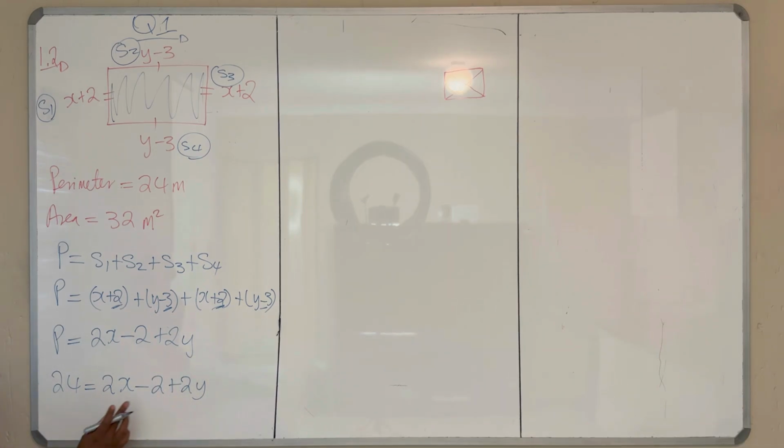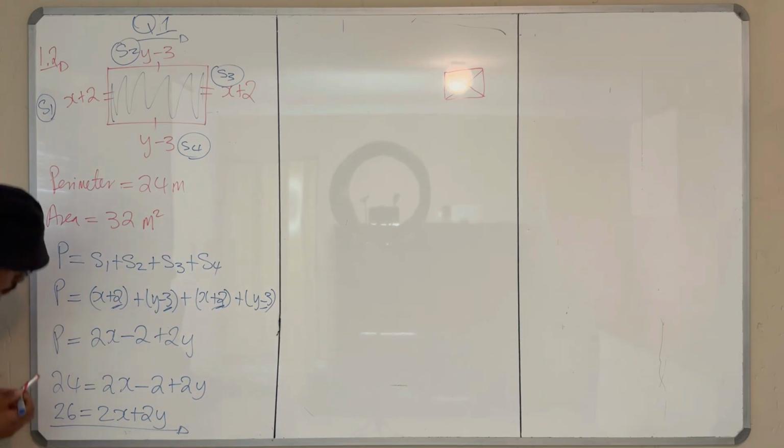So in that case, you can take this to the other side. So okay, let's say our 26 is equal to 2x plus 2y. Are you following me? In that case, we can even leave it here. It's fine. So we're done with the first equation. Now, let's try to do the second equation on the area.